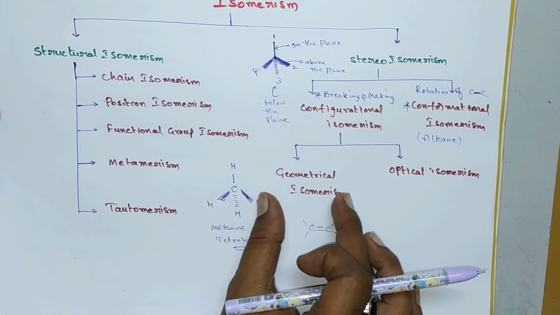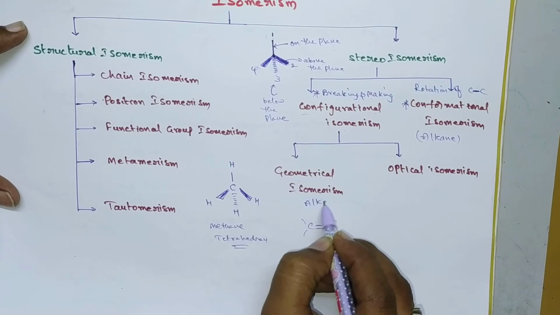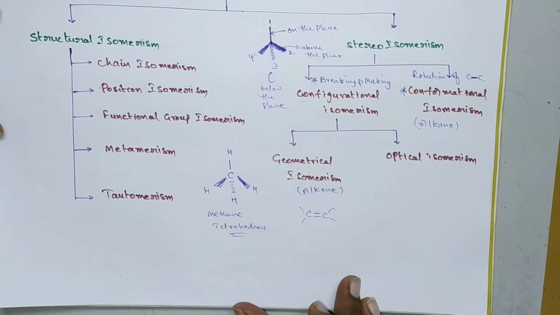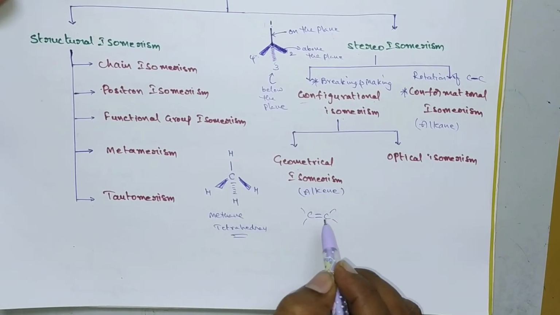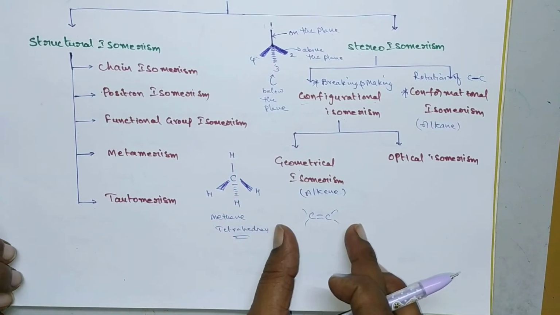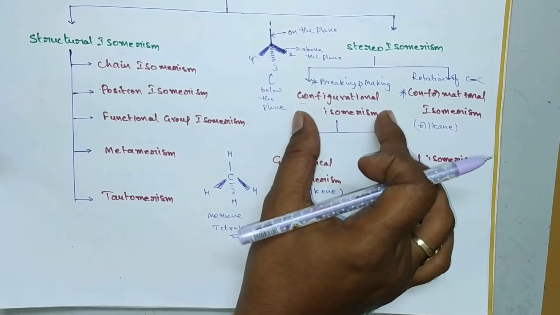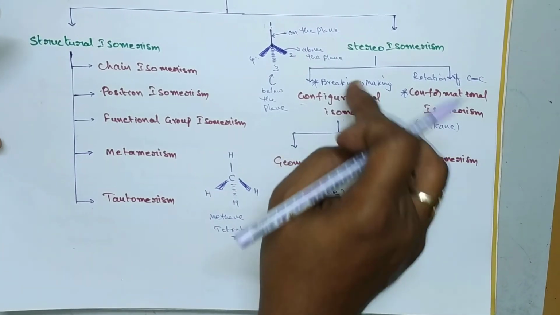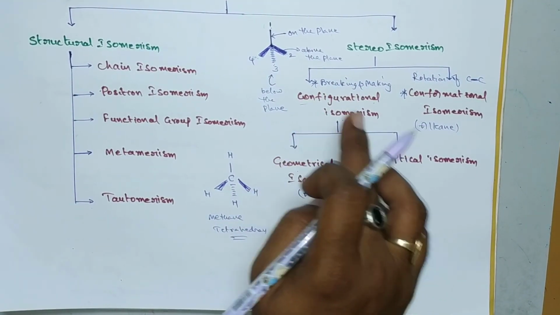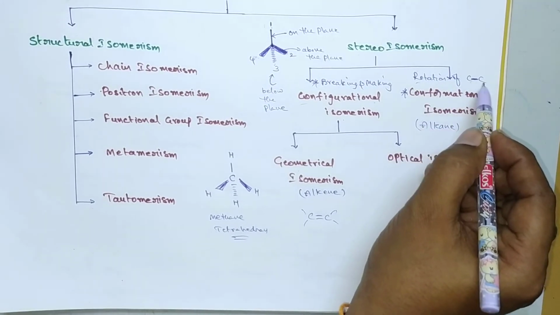This geometrical isomerism is generally exhibited by double bonded compounds, that is, it is mostly observed in alkenes. If you take any example, we can easily understand the geometrical isomerism. Next is optical isomerism. Both are configurational isomers, which means configurational isomerism arises due to breaking and making of bonds, whereas conformational isomerism arises due to rotation of carbon-carbon single bonds.